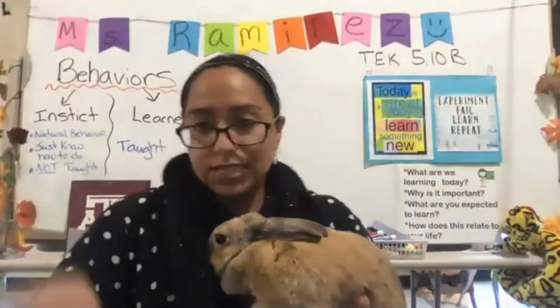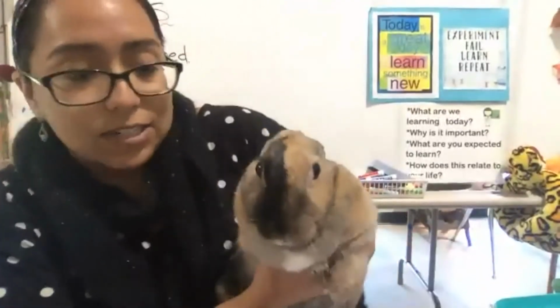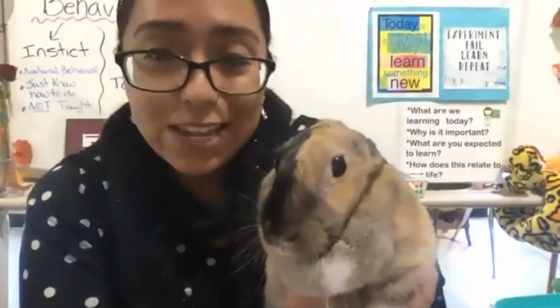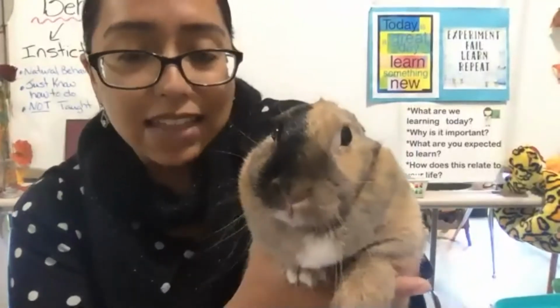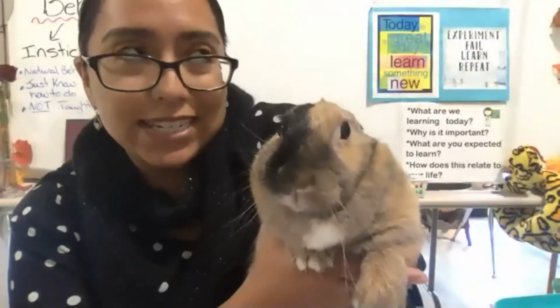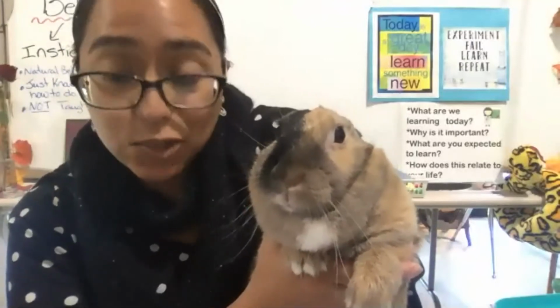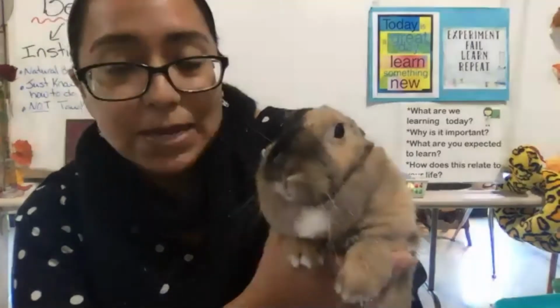So this is Mochi, and she is a rabbit. She's my pet rabbit. Now think about what are some rabbit behaviors that are instinctual, that she just knows how to do. And then also think about what are some things we can teach a rabbit to do. So I will tell you guys that she is potty trained. So she has learned where to go potty. So she doesn't make quite a big mess anymore.